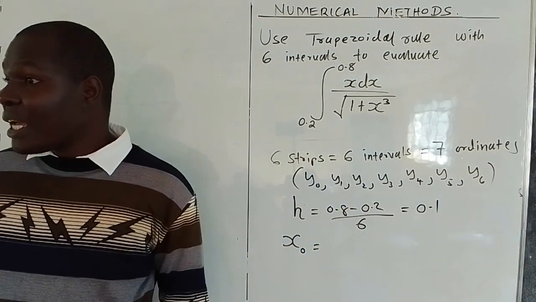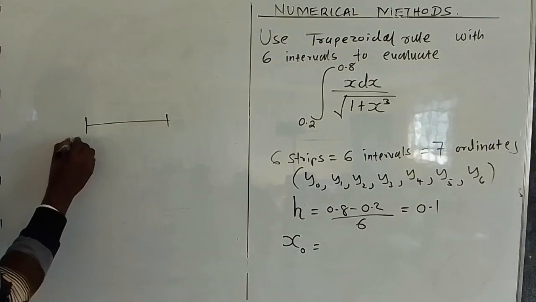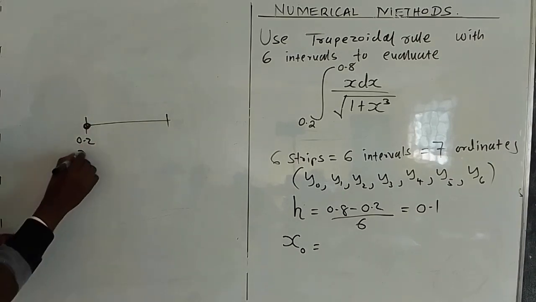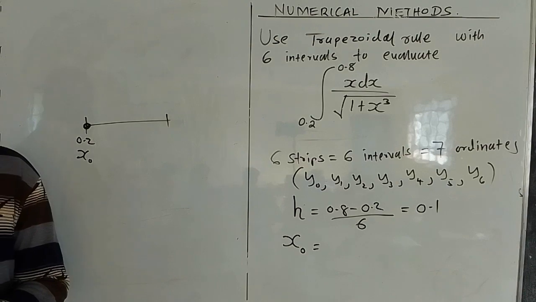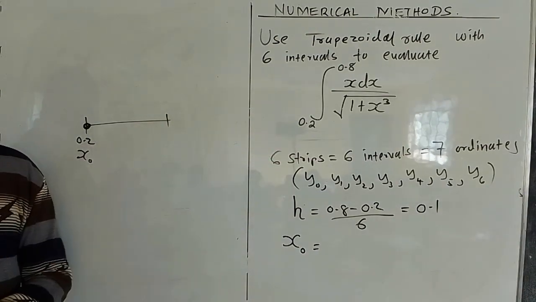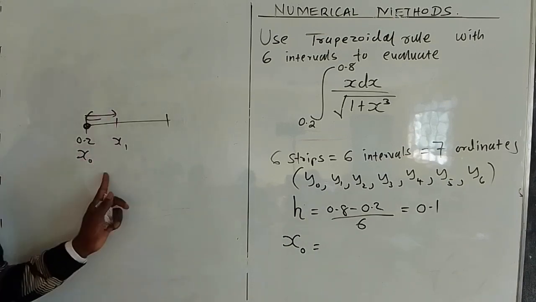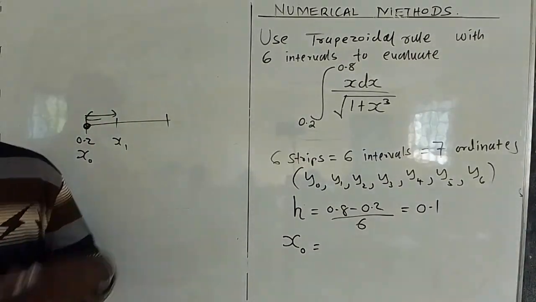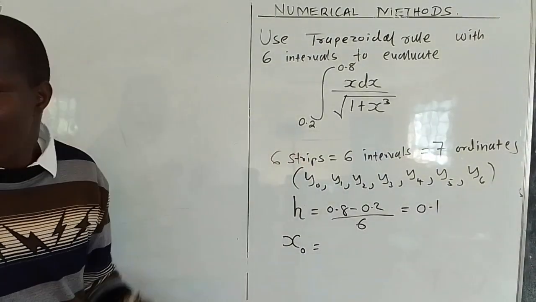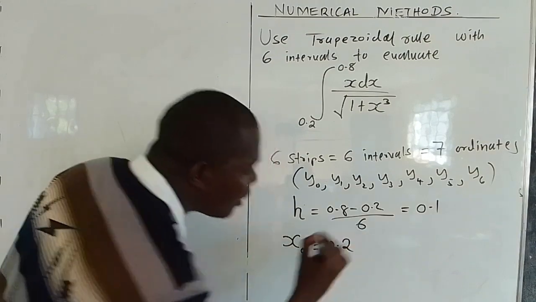After getting h, we get x naught, which is the starting point. In the trapezoidal rule, we start at exactly that point. If it is the mid-ordinate rule, that is when we look for the midpoint. But in the trapezoidal rule, we start at exactly that point, 0.2. So to get x1, you simply add h to x0, and you add h to x1 to get x2. So x0 is equal to 0.2.